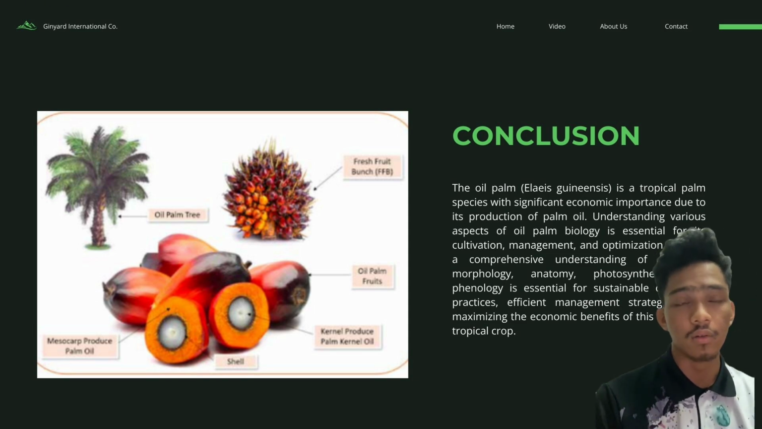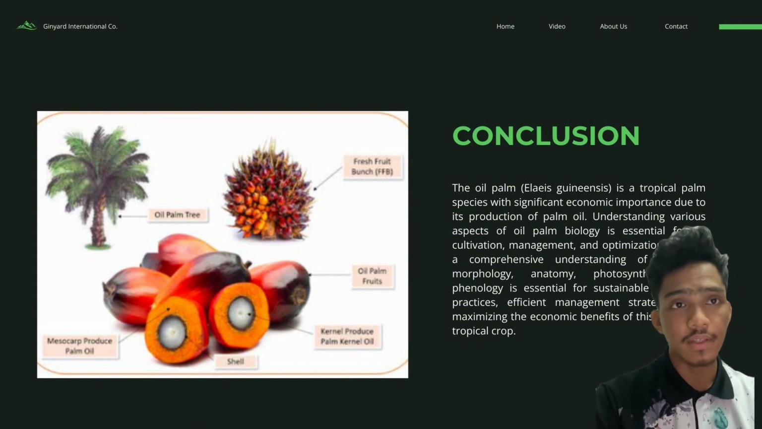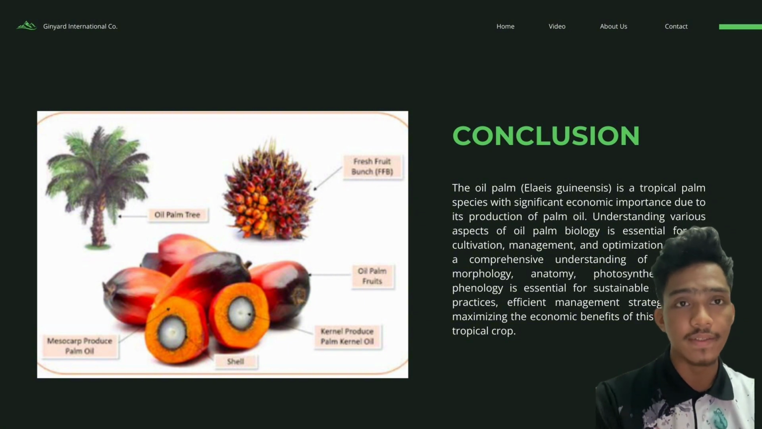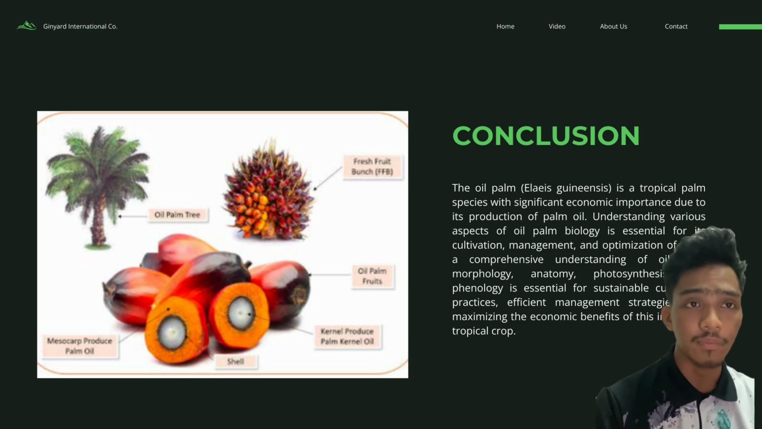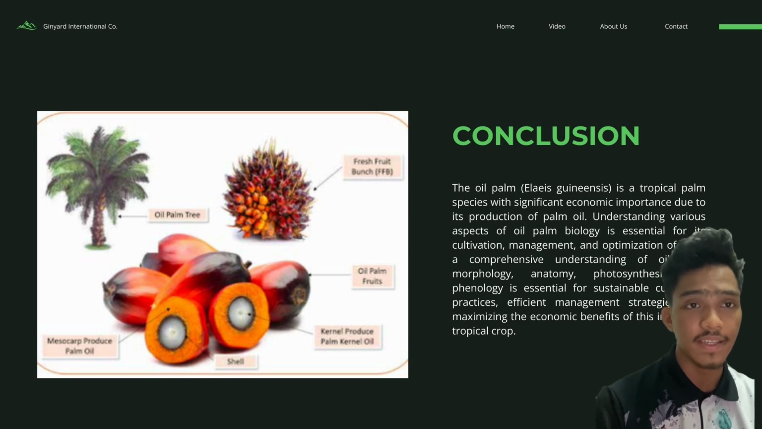The last one is the conclusion. In conclusion, the oil palm is a tropical palm species with significant economic importance due to the production of palm oil. Understanding various aspects of oil palm biology is essential for its cultivation management and optimizing of yield. A comprehensive understanding of oil palm morphology, anatomy, photosynthesis, and phenology is essential for sustainable cultivation practices, efficient management strategies, and maximizing the economic benefits of this important tropical crop.